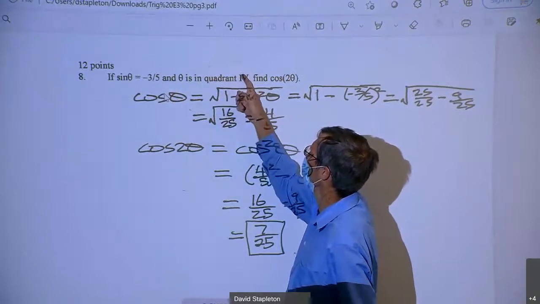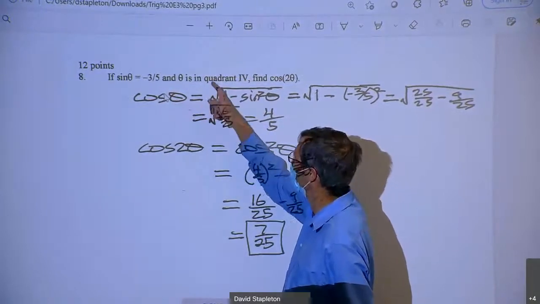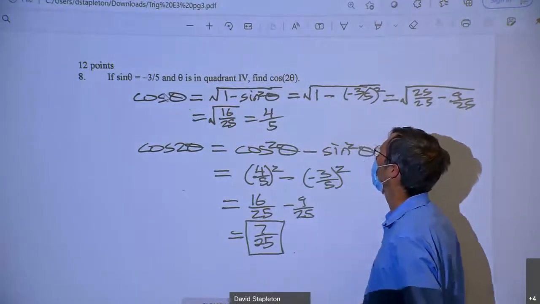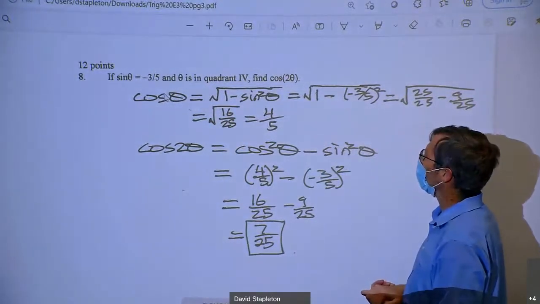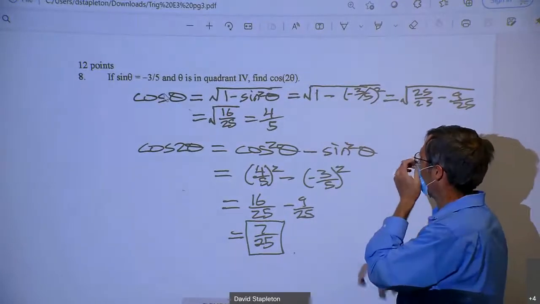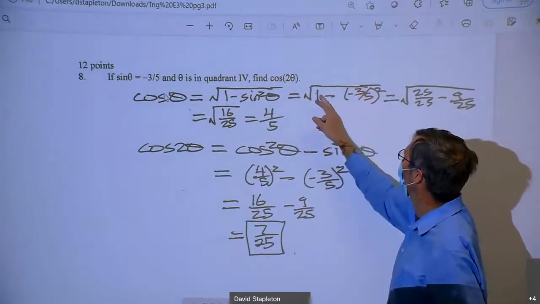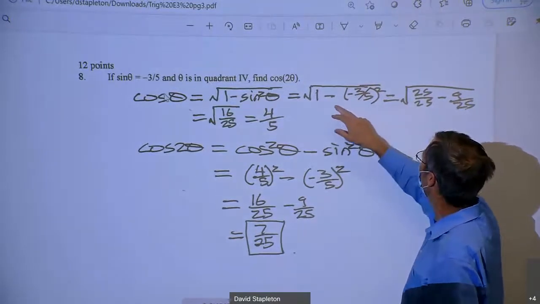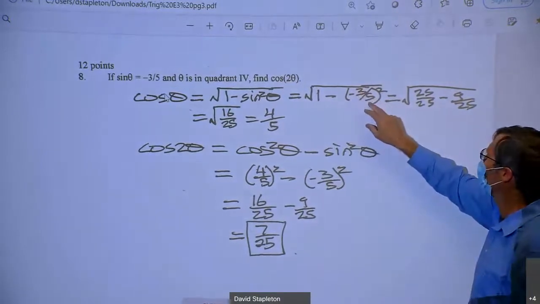Quadrant 4, in quadrant 4, cosine is positive. So I didn't write it here, but you use positive here because it's in quadrant 4, where cosine is positive. Now sine was minus 3/5, so it's 1 minus a negative 3/5 squared. Since you square it, the minus goes away.